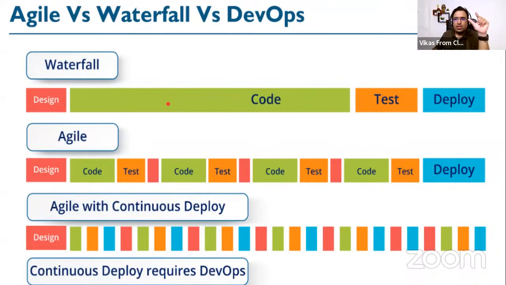From day one only, they will decide that 2 weeks for the designing, 2 months for the coding, 15 days for the testing, and 15 days for the deploy, and the complete 3 months has been occupied. This is what happens in the waterfall model. The problem is that when the designing is happening, the coding, testing and deploy teams are sitting idle. Correct? They are not doing any work.